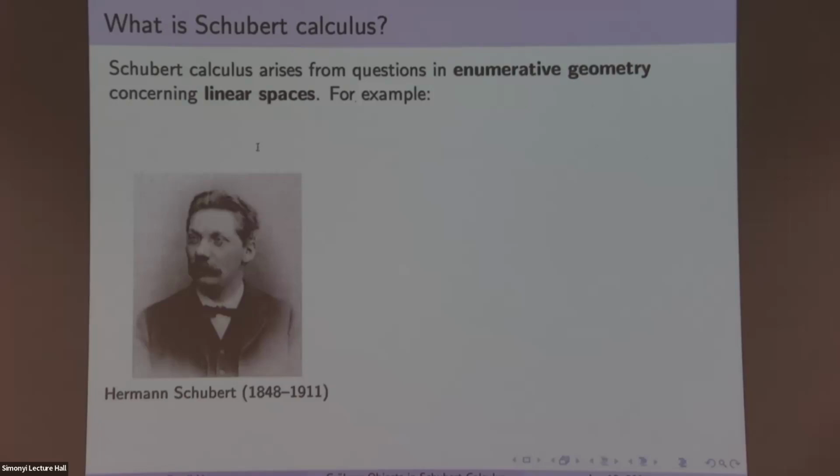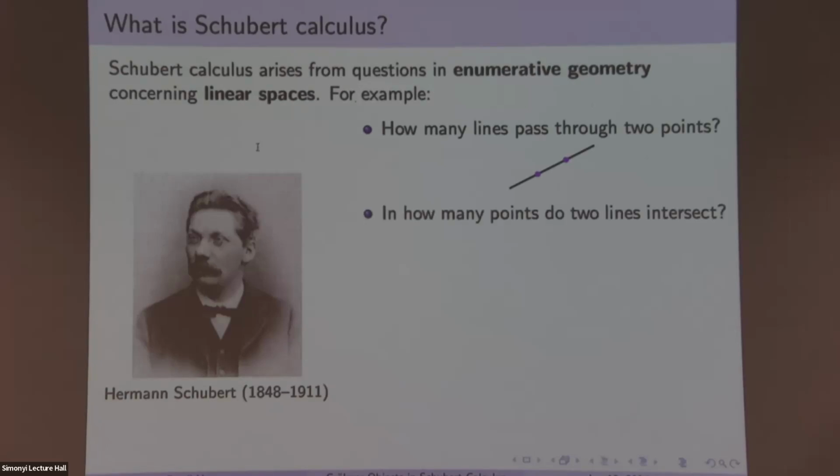So this is Schubert. He could not possibly have been a member of the IAS. But Schubert invented Schubert calculus, which arises from questions in enumerative geometry that concern linear spaces. For example, how many lines pass through two given points? And how many points do two lines intersect?